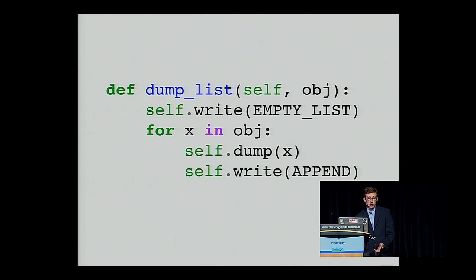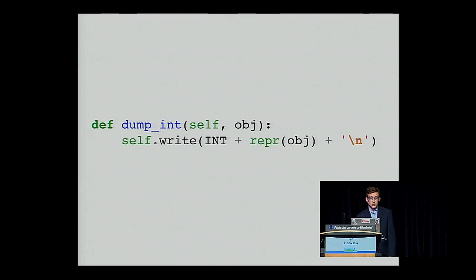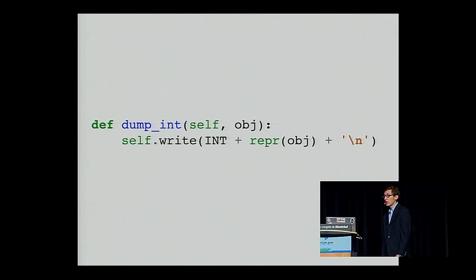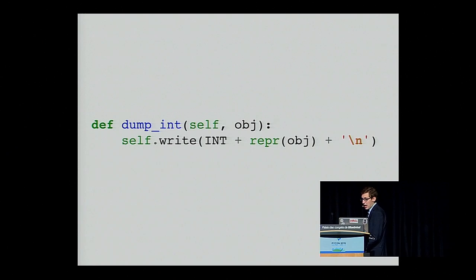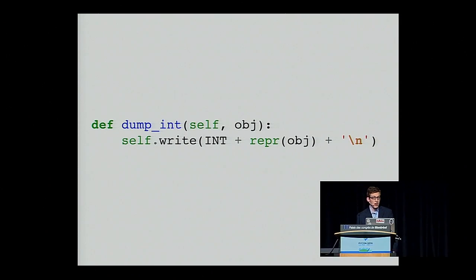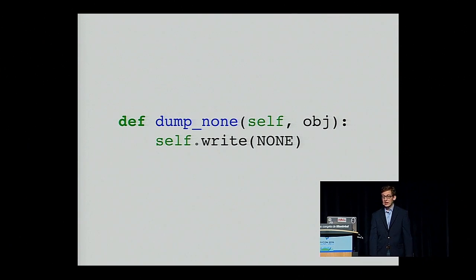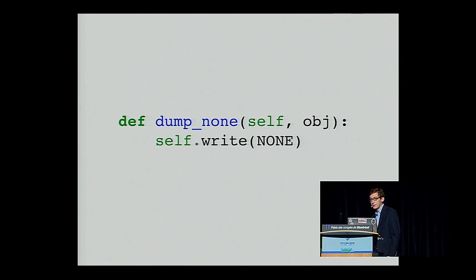So since we're clearly recursing, we have to see then how we dump ints, how we dump strings, how we dump none to see where each of those come from. Dump int is a bit similar. We write our int specifier saying, hey, an int is coming. Then we write out the string representation of our int, and then we have a new line to indicate we're done. None is even easier. None has no data associated with it. It's just a magic none marker, just this type specifier.